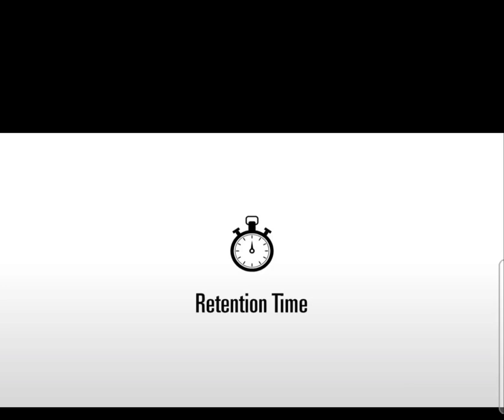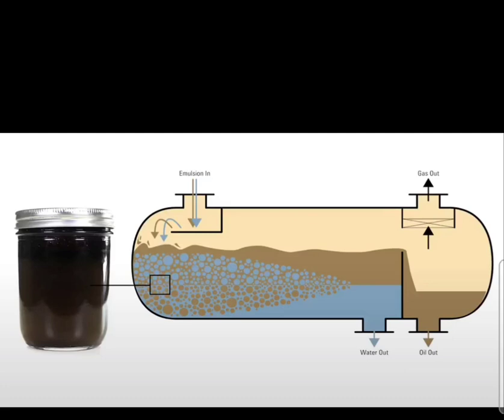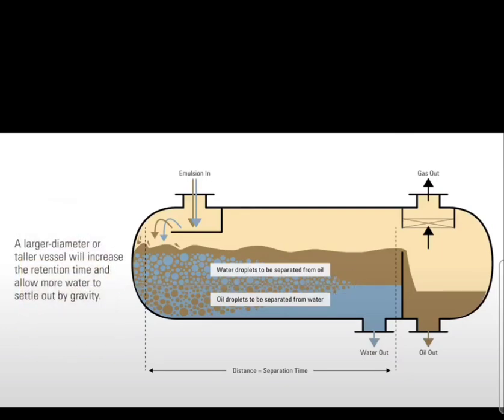The next principle directly relates to gravity separation and is called retention time. Retention time is the amount of time the fluid stays in a steady or non-agitated state inside a separator. Longer retention time means more separation. A larger diameter or taller vessel will increase the retention time and allow more water to settle out by gravity.